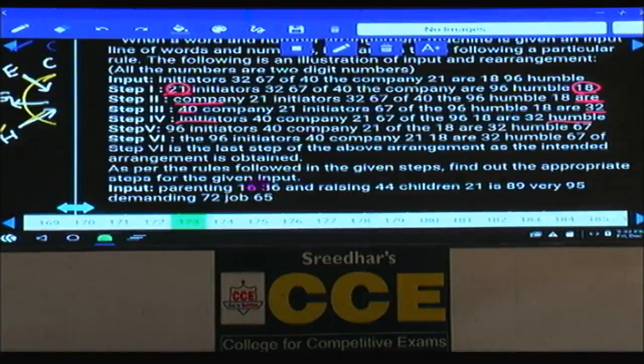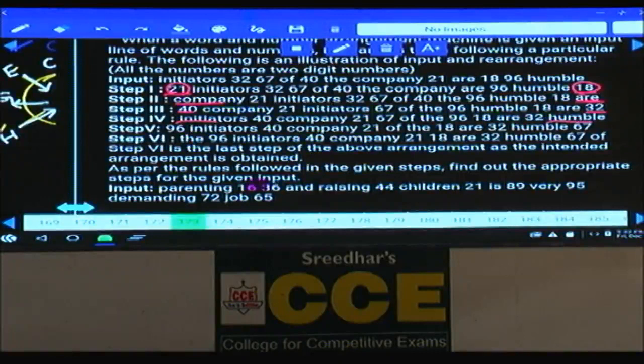All these 5 questions are based on a single input. Hence, you have to work out all the steps in order to solve these 6 questions. Now, this is about 173 to 178. Next one, 179 to 184. Anyone please? 179 to 184.